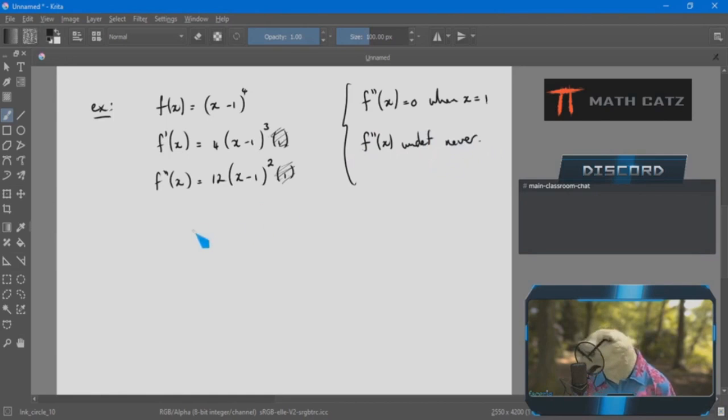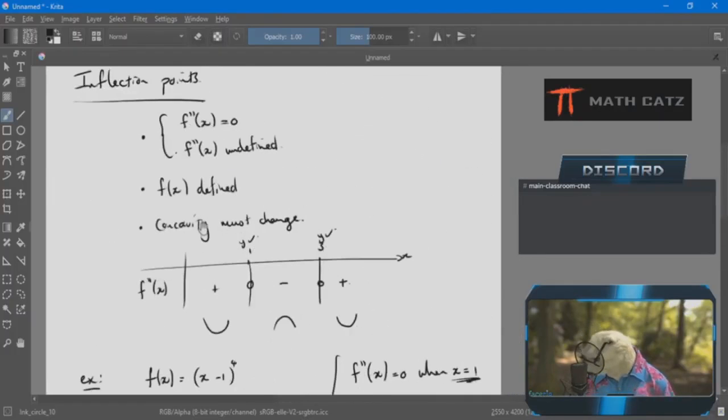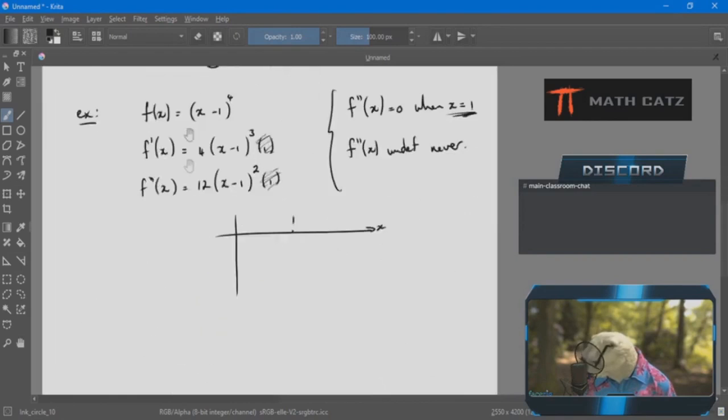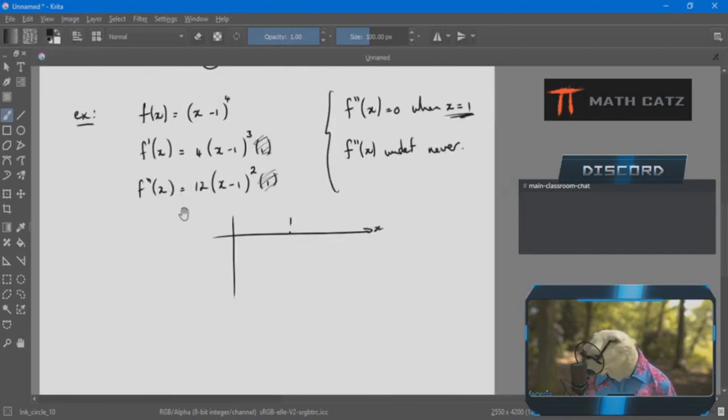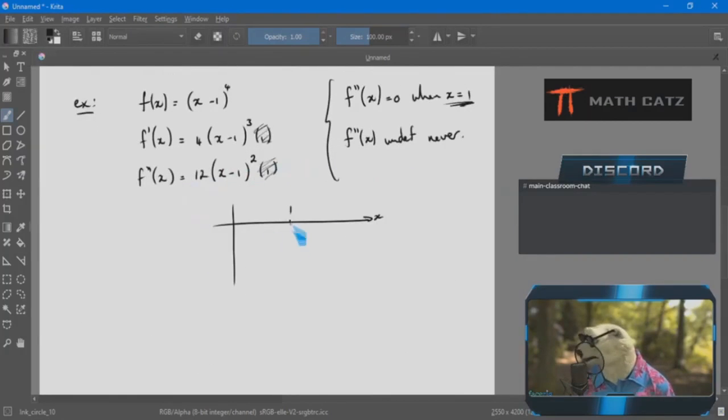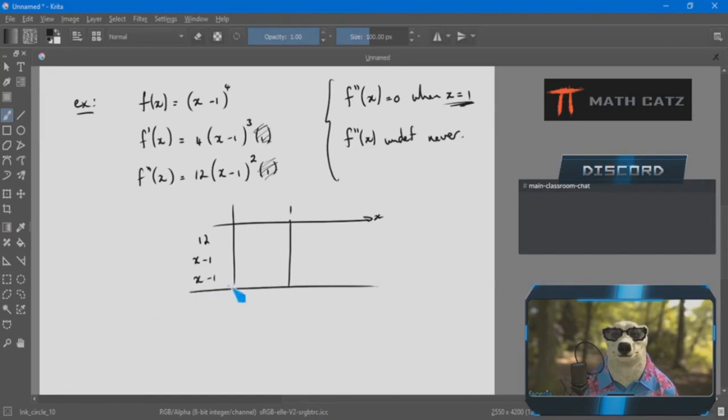never, it's a polynomial. So I get my potential inflection points, and there's one of them. I don't know if it's an inflection point yet, right? Because I've only checked the first part. But it's definitely a potential inflection point. I list everything, maybe a 12, maybe an x minus 1. Why are there brackets? I don't know, and there's another one. And together they give me the second derivative.